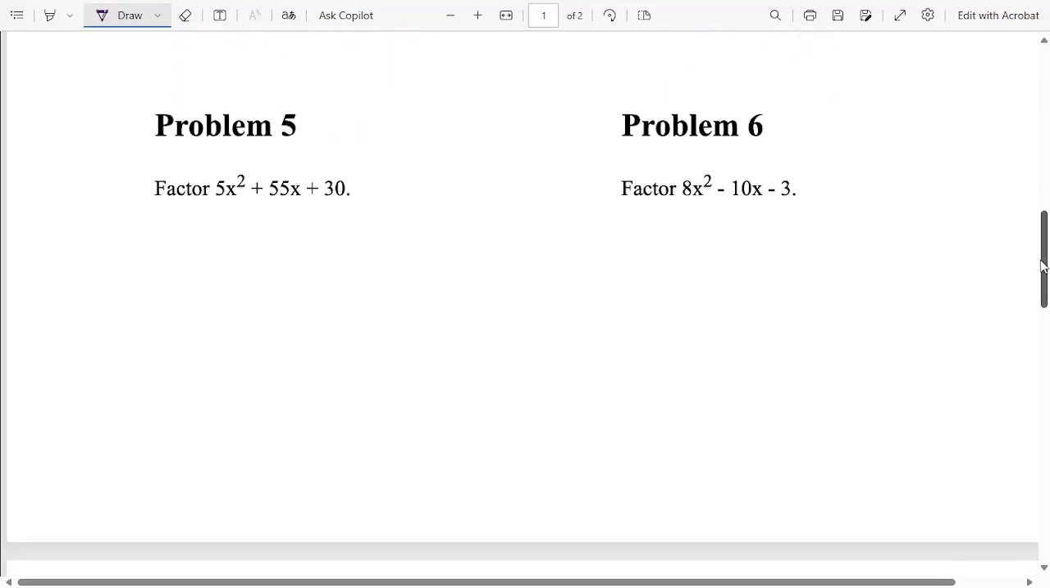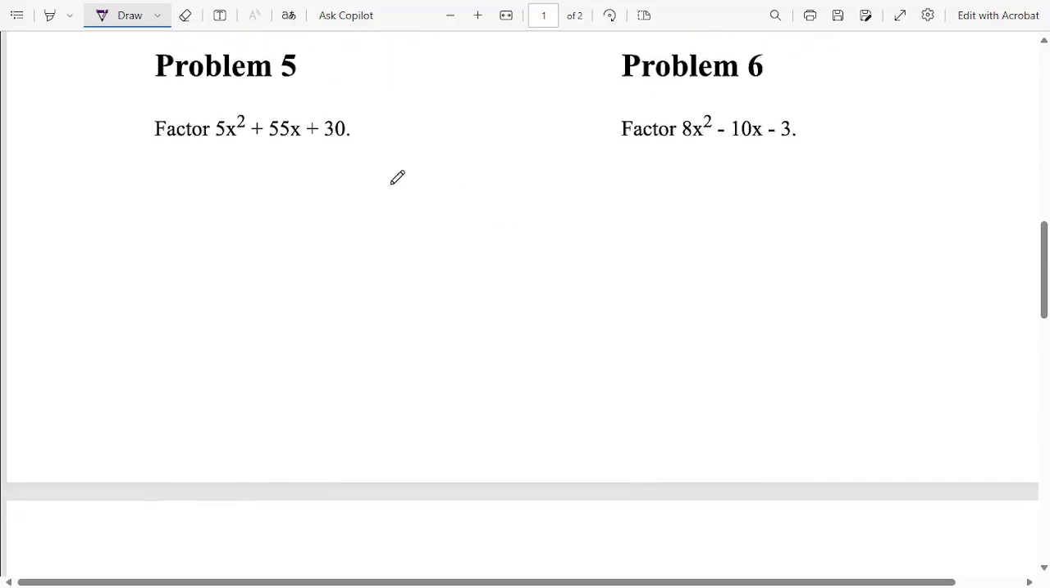Okay, let's go on to problem 5 and 6. So problem 5, we're going to factor 5x squared plus 55x plus 30. So each of these terms, 5x squared, 55x, and 30, are divisible by 5. So first we're going to factor out a 5, and then we have x squared plus 11x plus 6.